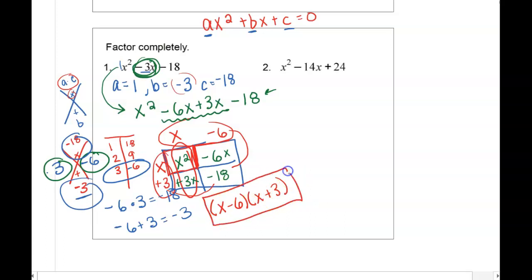Once again, during all parts of this process, these are the same thing. If you FOIL this out, you will see that this equals x squared minus 3x minus 18. If you don't believe me, I encourage you to do that. All right, I would like you to pause this video and try number 2 on your own, and then we'll go over it when you get back.